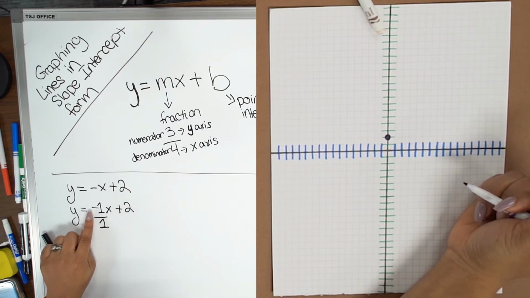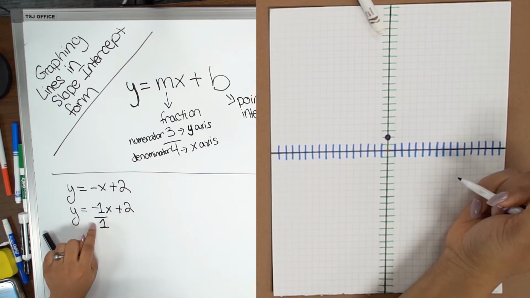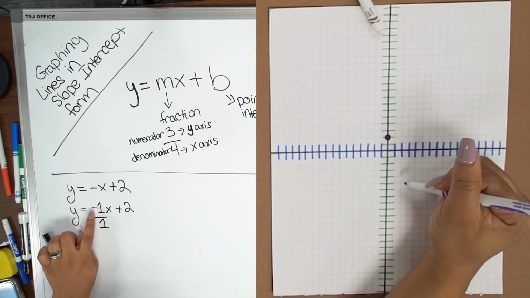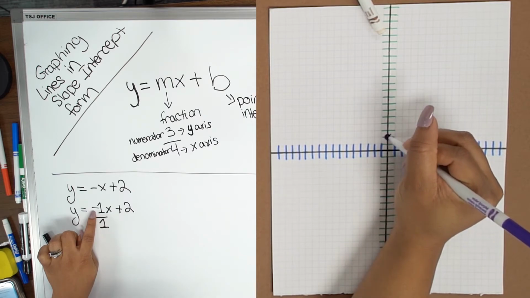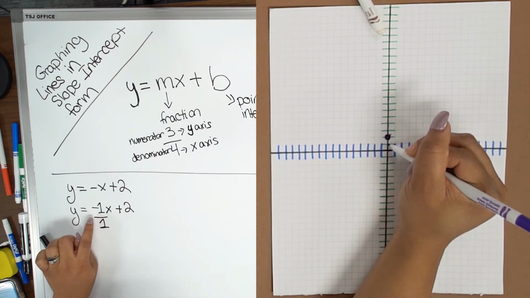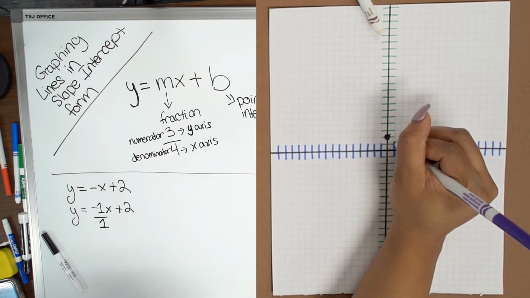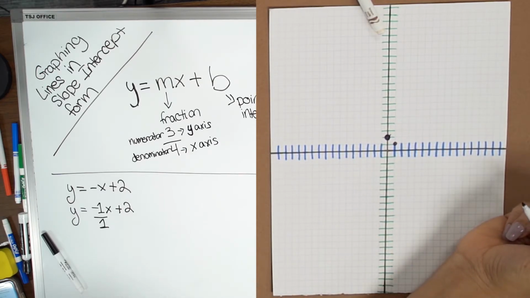All right, then we have negative 1 and 1. So this is negative 1, and it's the top, so we're on the Y-axis. So we're going to go down 1. So here's where we start. We go down 1. And this is positive 1. So we're going to move along the x-axis positively. So we're going to go to the right. So down 1, over 1. We can make a dot right there. Okay.